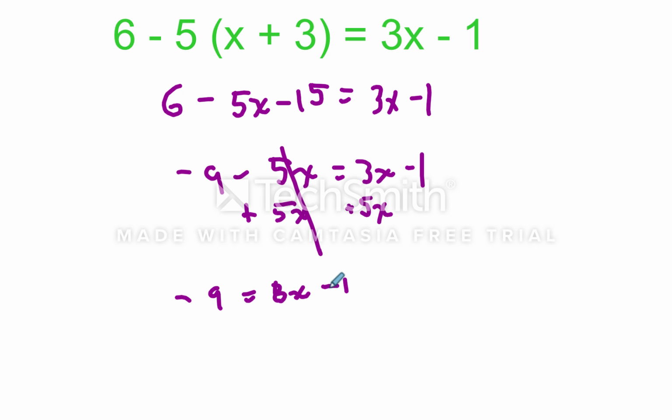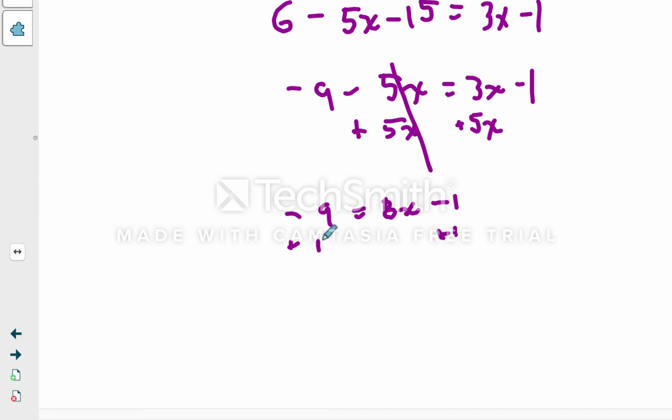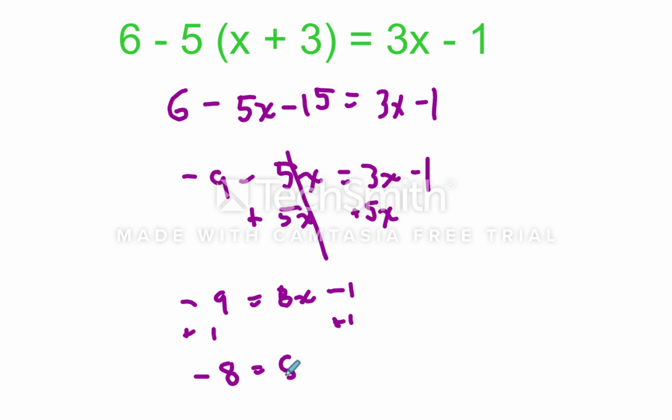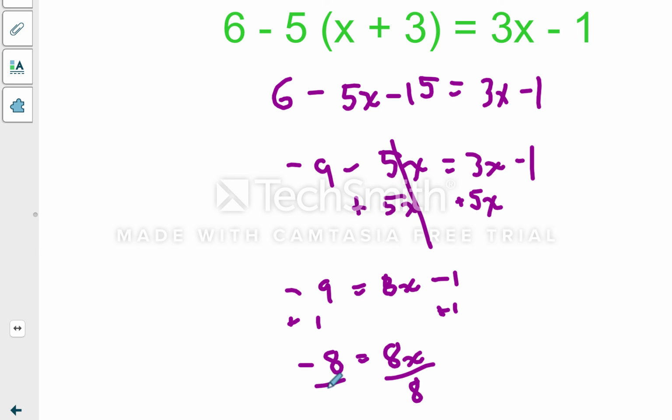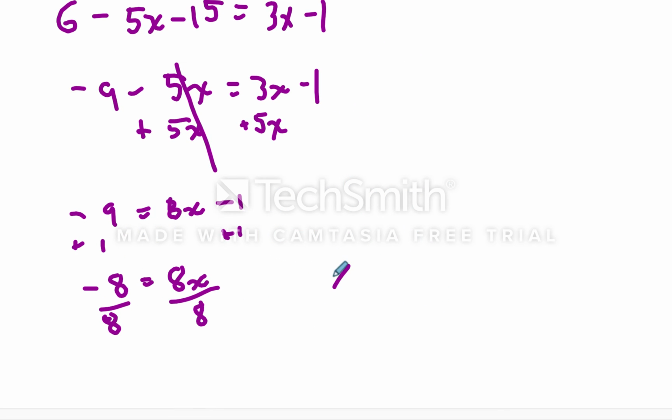Get rid of your constant here, the negative 1. We add 1. And we'll add 1 to negative 9. So that's negative 8 equals 8x. And if you divide by 8, you'll get your answer. So negative 8 over 8 is negative 1. So x equals negative 1.